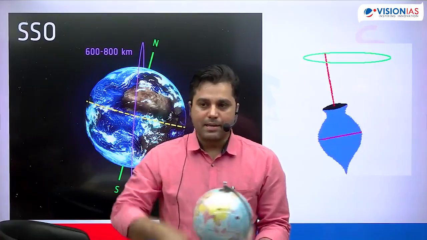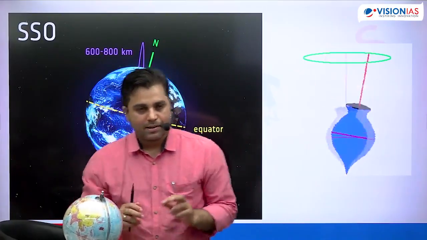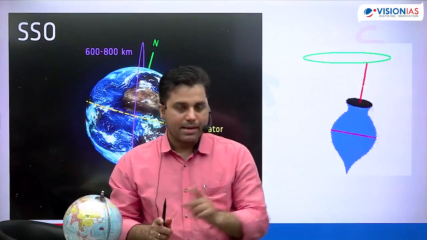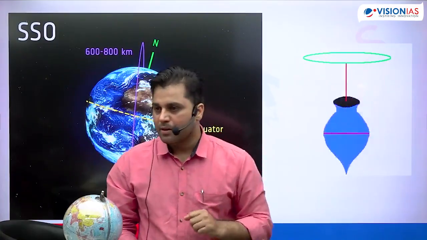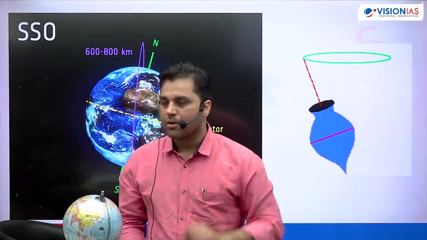So the satellite is still revolving around Earth, but the satellite's orbit is not fixed. It is changing in a way with respect to Earth that it maintains a fixed orientation with respect to sun. And for all of that, we do not have to use a single drop of fuel.